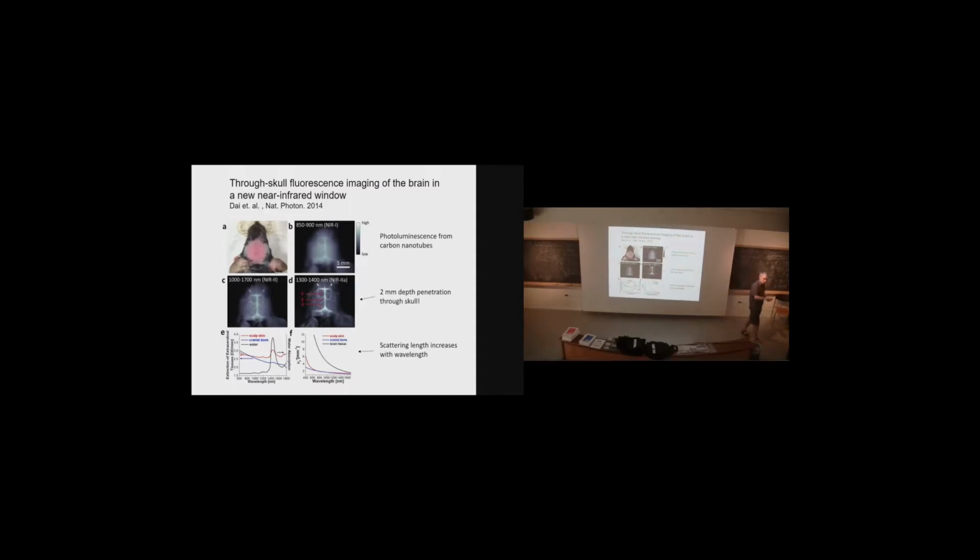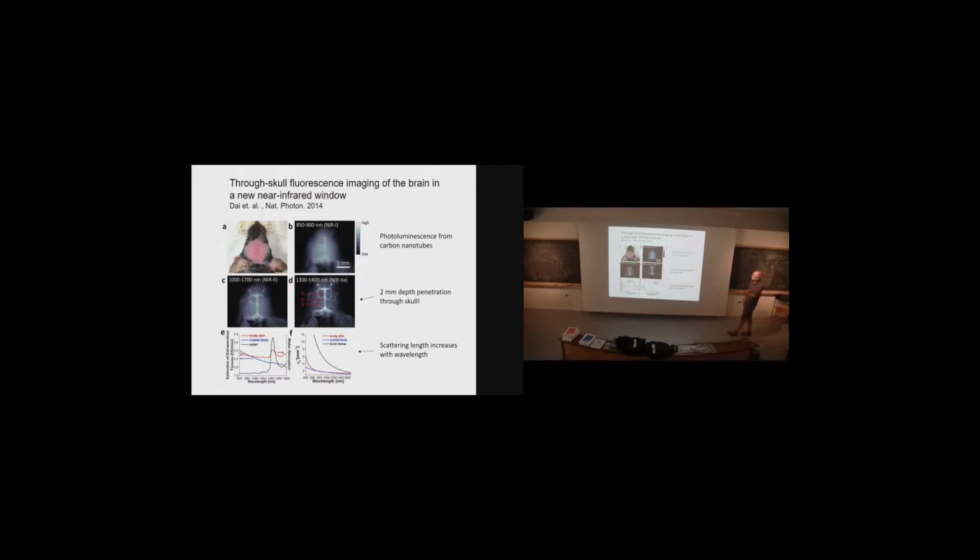And then they used filters and looked at the image they saw, and at these lower frequencies, higher frequencies, smaller wavelengths, the scattering length is fairly short. And so you get all this blurring, and you can't see these blood vessels, so this is labeled vasculature.